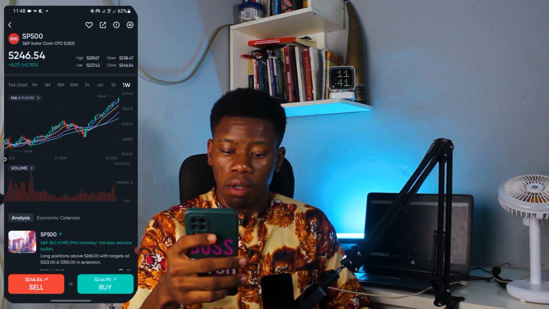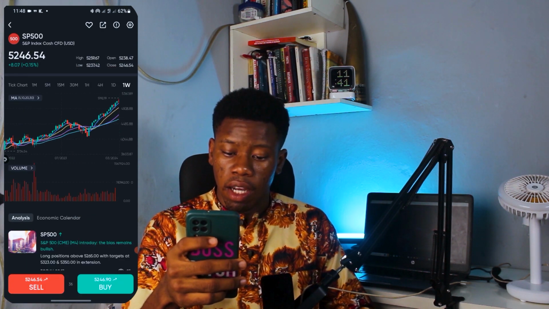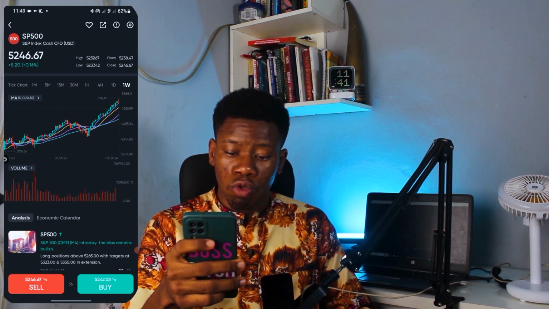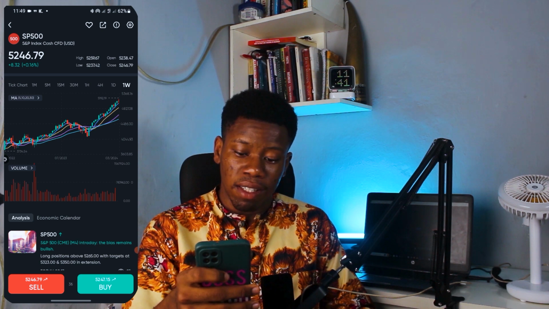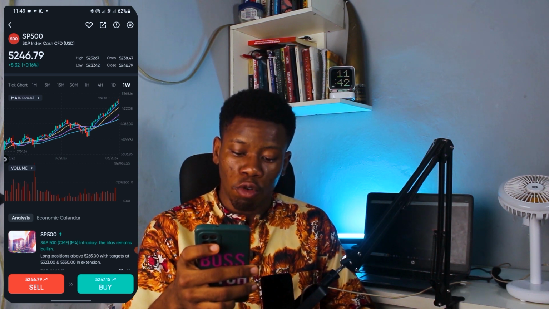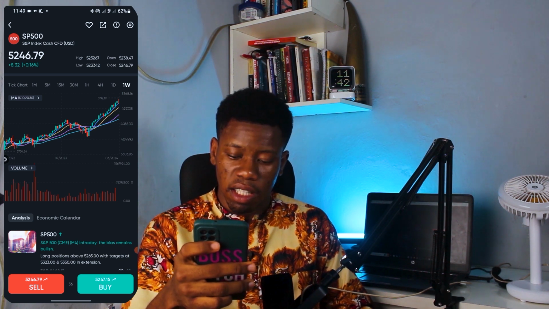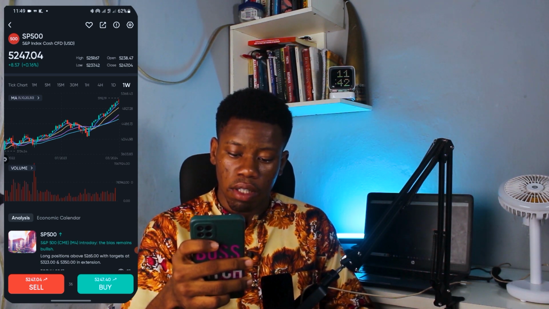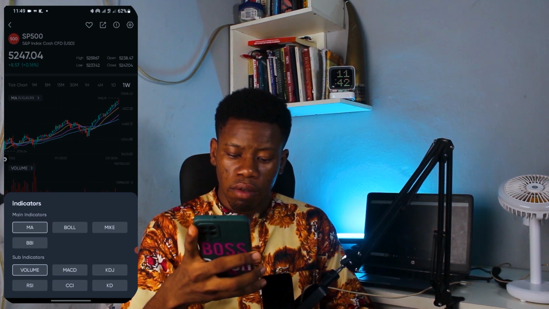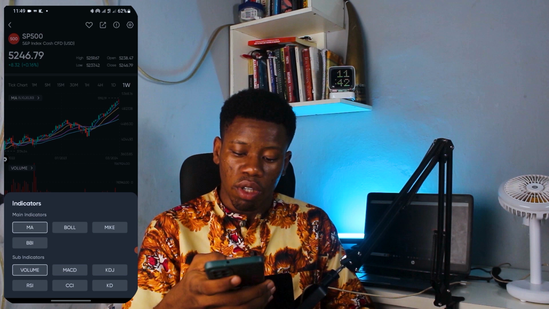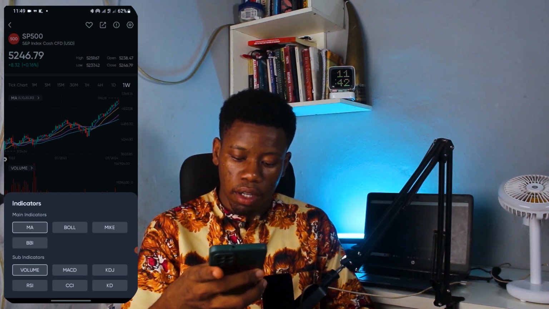Now we want to make use of the RSI, the Relative Strength Index, to understand the market. So what we want to do, we'll not go to this one above that says MA. We'll go to this place that says volume. That's where we'll find the RSI on the Vantage Market application. So we click on it, and then you see here that says RSI. So we click on RSI.